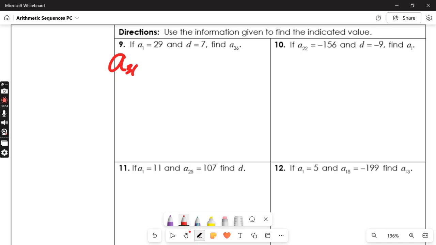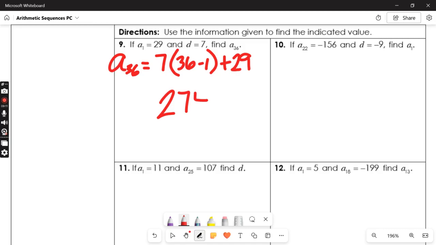A of 36 is going to be equal to 7 times 36 minus 1 plus 29. And I can just type all that in my calculator at one time. And when I do, I get 274.